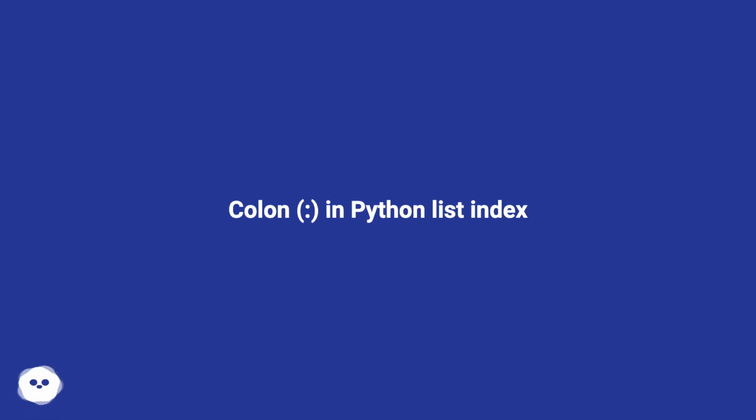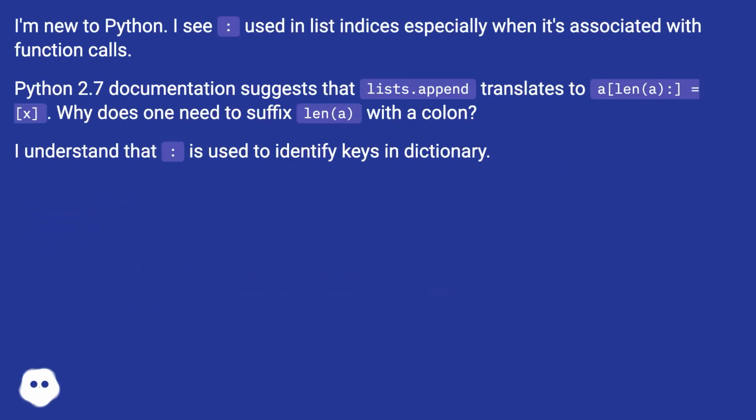What is the colon used for in a Python list index? I'm new to Python. I see the colon used in list indices, especially when it's associated with function calls. The Python 2.7 documentation suggests that list.append(x) translates to a[len(a):] = [x]. Why does one need to suffix len(a) with a colon? I understand that the colon is used to identify keys in a dictionary.